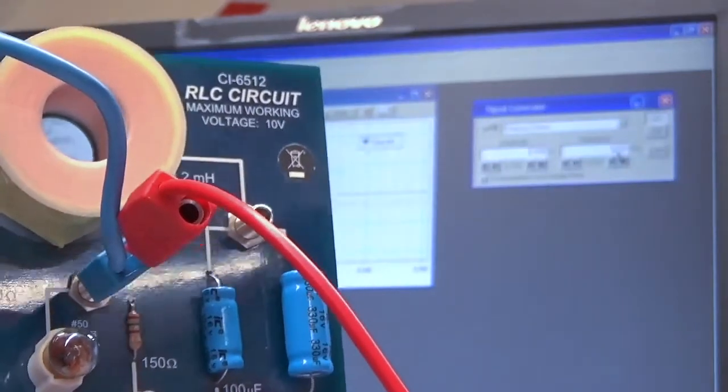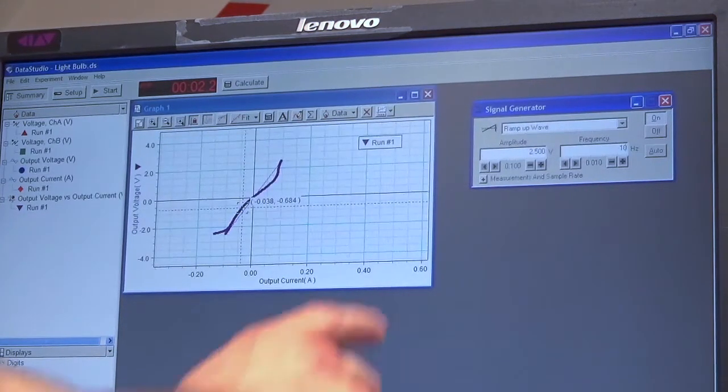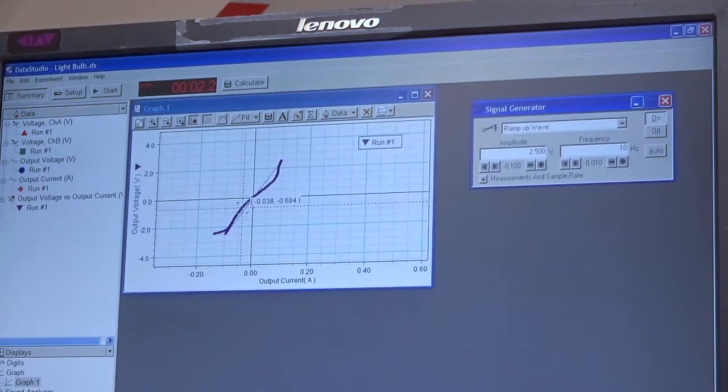So let's say that over here we are going to increment that frequency up to 10. So now we are going to be applying that 2.5 amplitude at a frequency of 10 hertz, meaning that that waveform is being applied now 10 times per second. But moreover, we are also going to increment the amplitude from 2.5 to 5 volts.